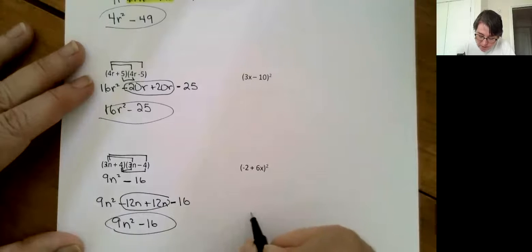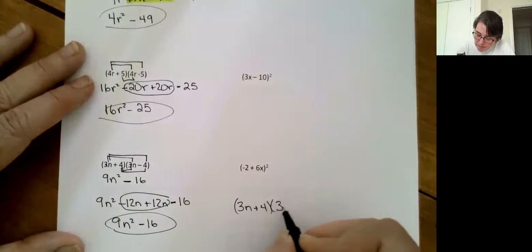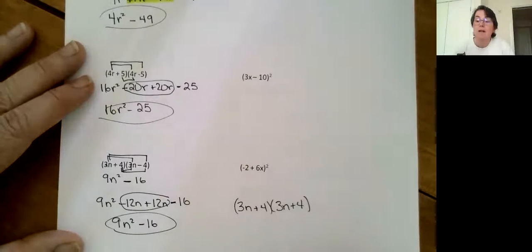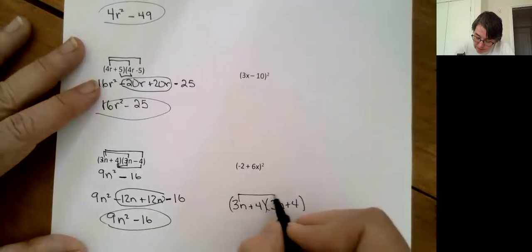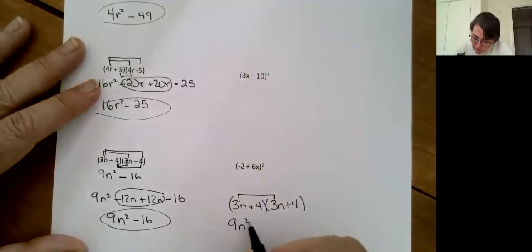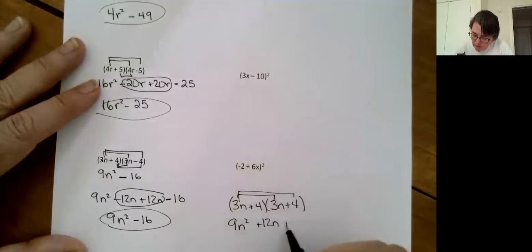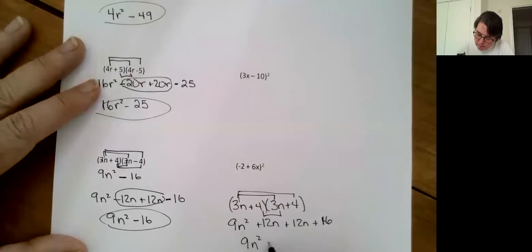You know what? I'm going to do one over here. If you have 3n plus 4 times 3n plus 4, you're going to get the normal type of answer. You're going to get 3 terms, because see, this was a plus and a minus. Now I have 2 pluses. It's going to be 9n squared plus 12n, plus another 12n, plus 16, not 4. So 9n squared plus 24n plus 16.